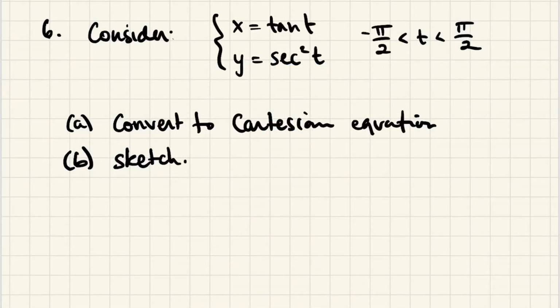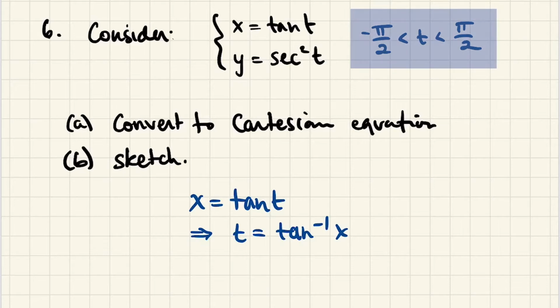Okay, so of course, when we're converting to a Cartesian equation, one way is simply to isolate t in one of the equations and then substitute into the other equation. So for instance, here we could solve x equal tangent of t for t by writing t equal inverse tangent of x. Now, this will generate an angle t between negative pi over 2 and positive pi over 2, and that happens to coincide with the bounds given for t in the problem, so this is perfectly safe.